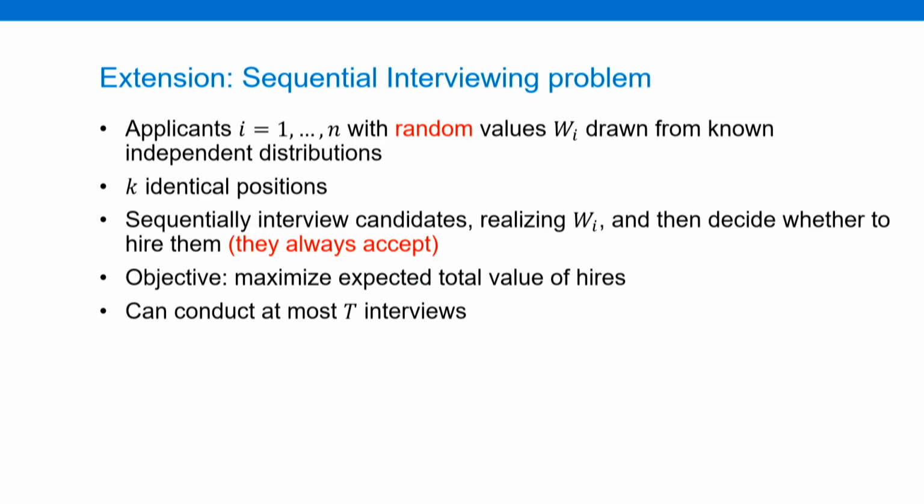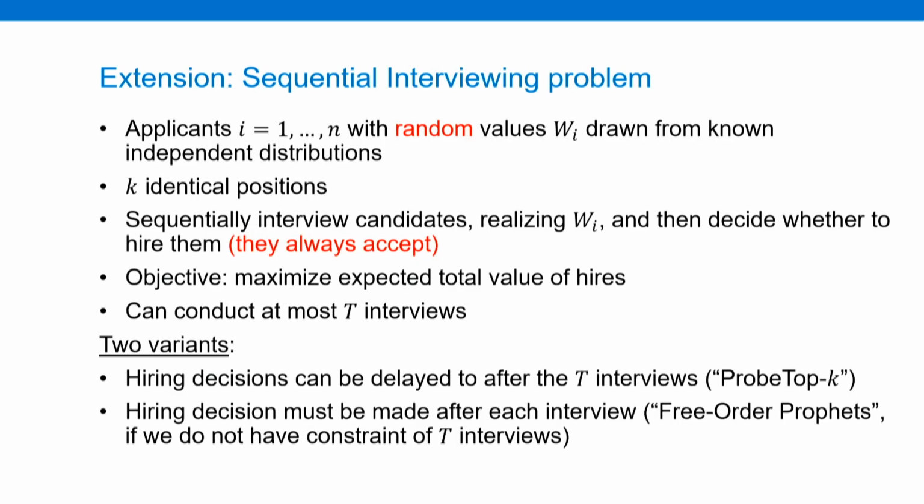Now I sequentially interview candidates. When I interview them, I assume I discover their true weight, and then I have to decide whether to hire them. In this model, I assume they always accept if I make them an offer. Once again, I'm trying to maximize the expected total value of hires. I can make at most T interviews.